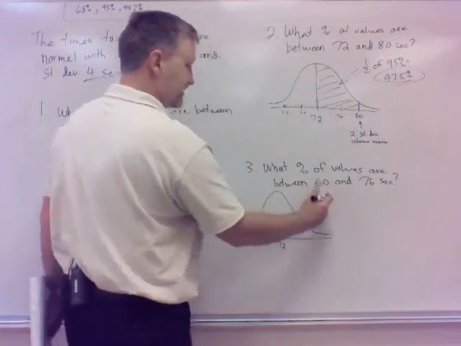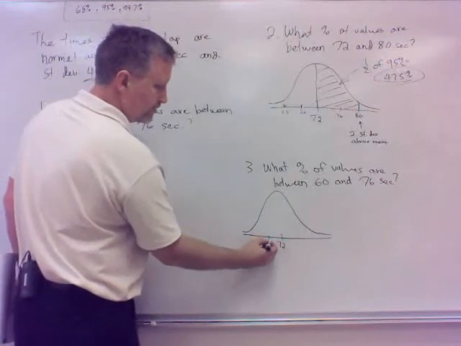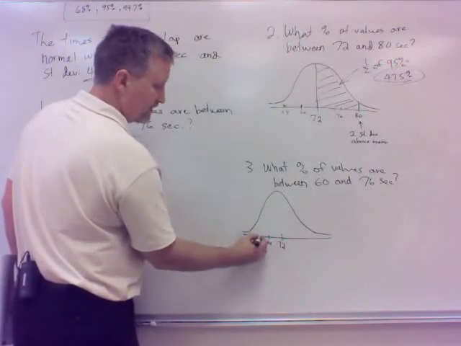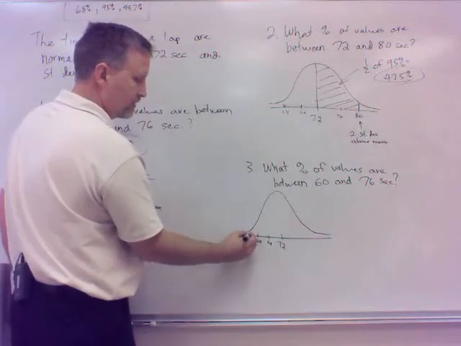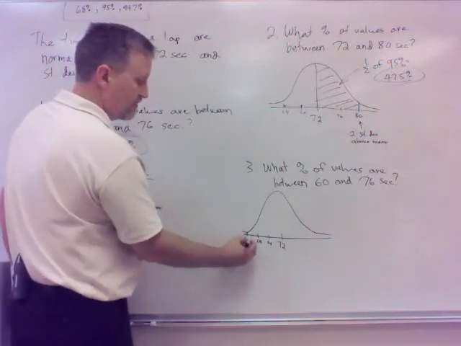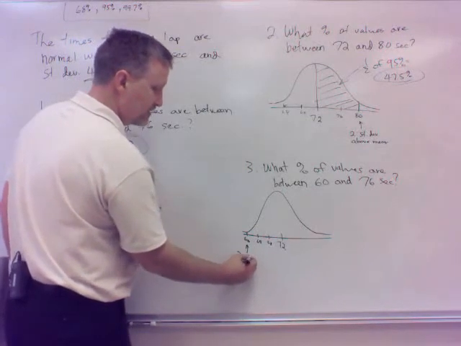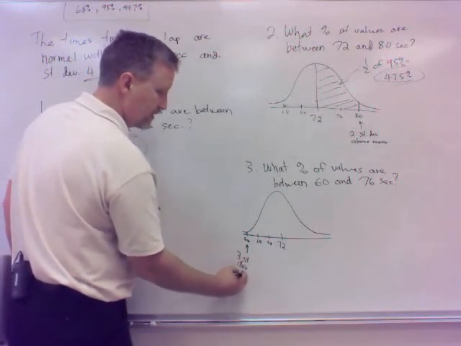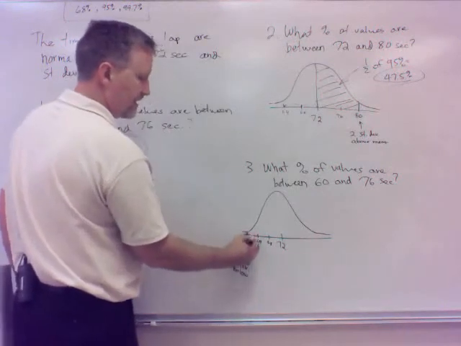Let's go to 60. Let's count it back. I want to go how many back? One would put me at 68. Another one back would put me at 64. So I'm still not at 60, so I need to go a third one to get to 60. So how many standard deviations is 60 away? 60 is 3 standard deviations below. So I want that part.